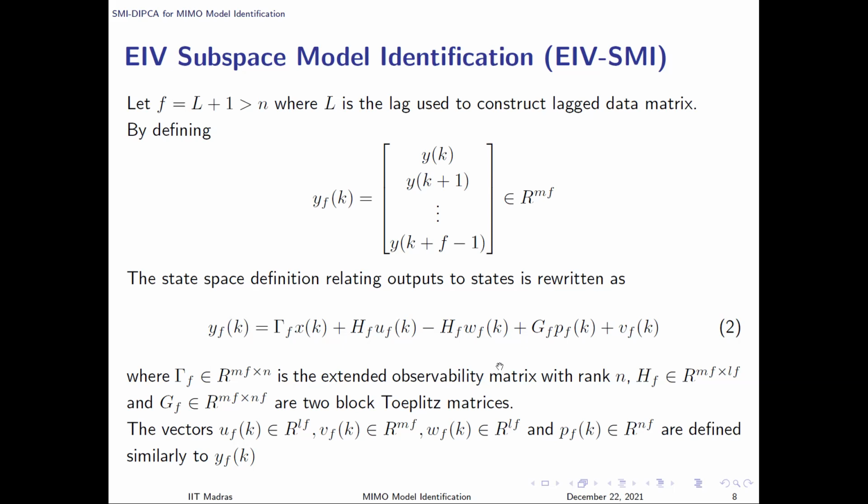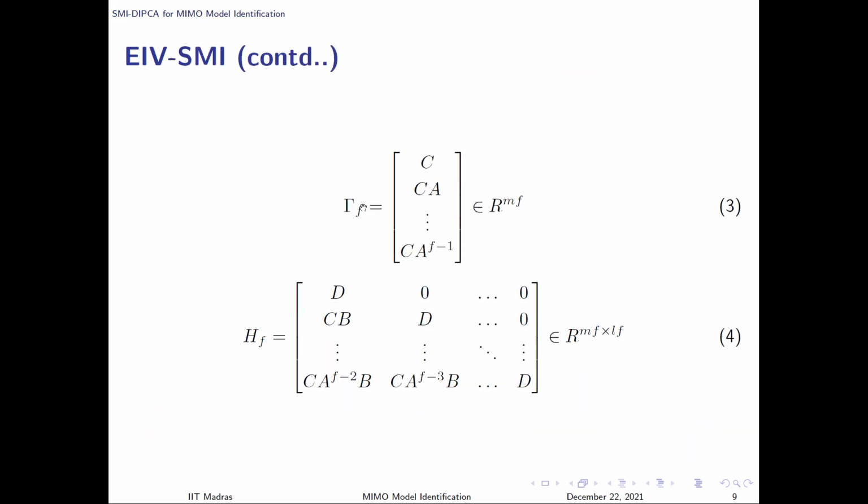It turns out gamma F, if you just expand, is nothing but the observability matrix, or what is called the extended observability matrix. Those of you who are familiar with state space modeling will realize that if you choose a sufficiently large F, the rank of this matrix will be n. It will be full column rank and cannot exceed that. This is an identical thing that we are getting here. This gamma F consists of both the measurement matrix C and the state transition matrix A.